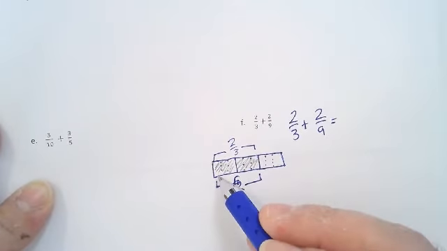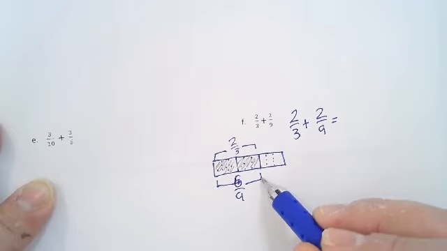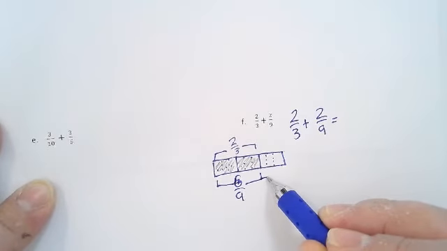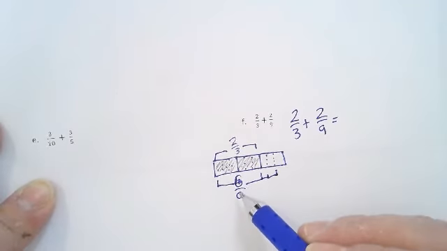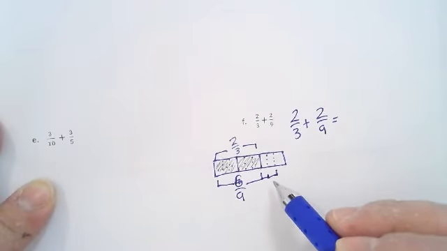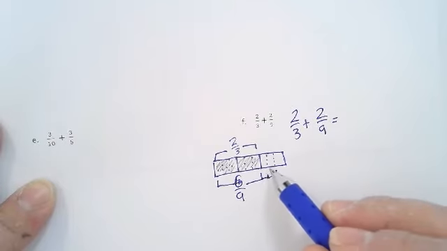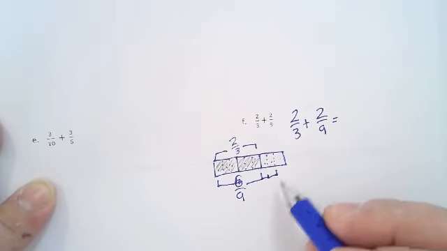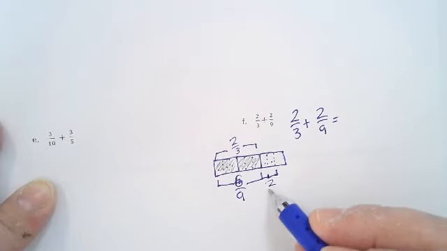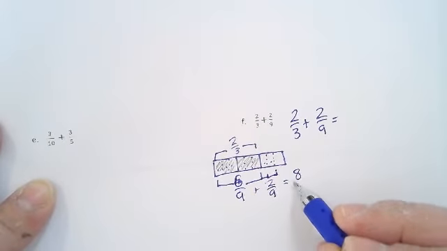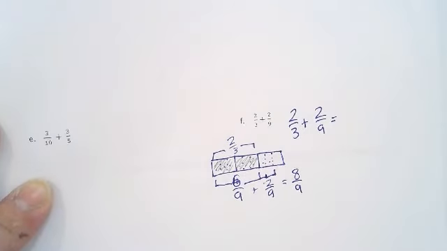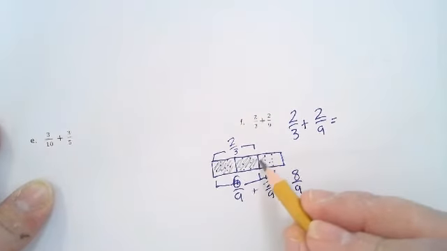And then they said they wanted us to add 2 more. So there's 1/9 and 2/9. So 2/9 plus 6/9 is 8/9. Almost one whole.